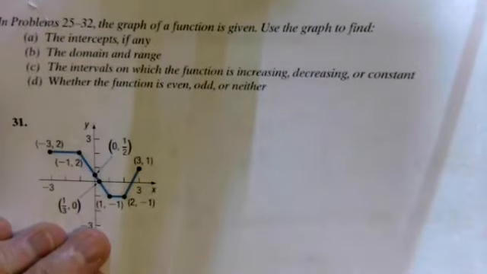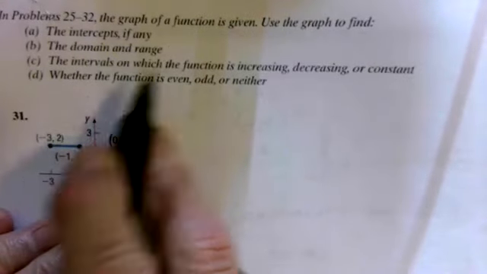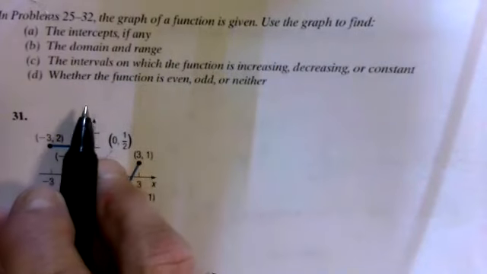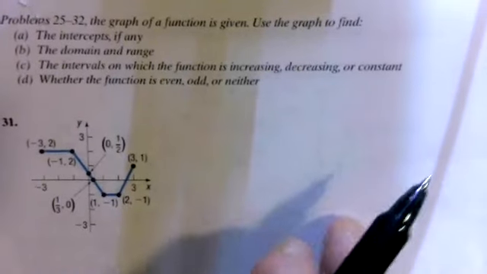We have one more example. Okay, one more example to tie some of the things that we've learned together. Then this will be the last. And it says the graph of a function is given. Use the graph to find the intercepts of any, the domain and range, the intervals on which the function is increasing, decreasing, or constant, and whether the function is even, odd, or neither.